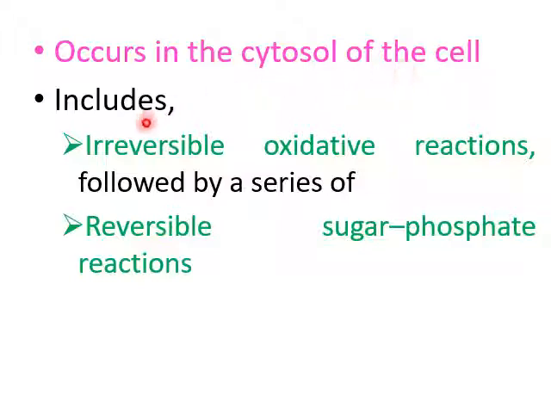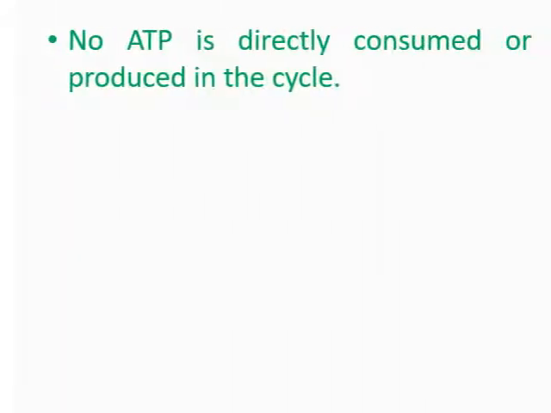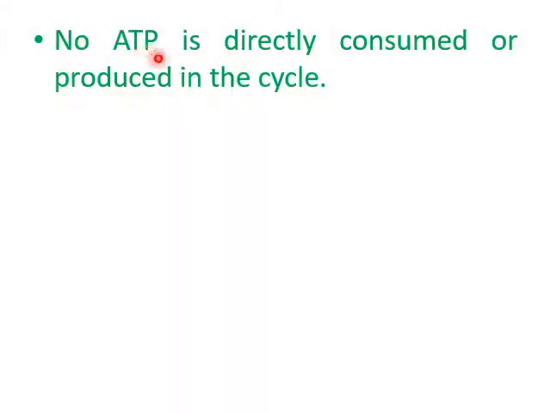This pathway involves two most important phases. In the first phase, irreversible oxidative reactions take place, while the latter phase comprises reversible sugar phosphate interconversions. This pathway does not follow strict energetics, since no ATP is directly used up or generated in this cycle. So as such, in this metabolic pathway, there is no direct consumption of ATP, and there is no direct generation of ATP in this cycle.